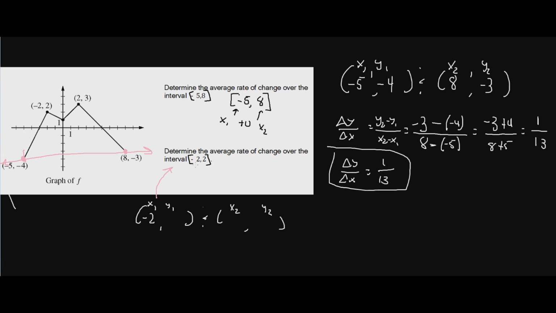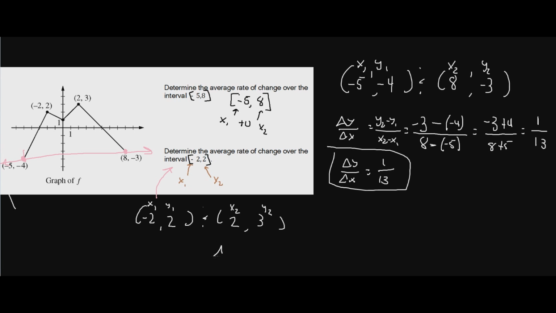This is my x1 and this is my x2. So now I'll go over here and put 2 there. Okay, so when it's -2, look on the graph, well, it's +2, so put +2. And when the x value is +2, my y value is 3, so 3.